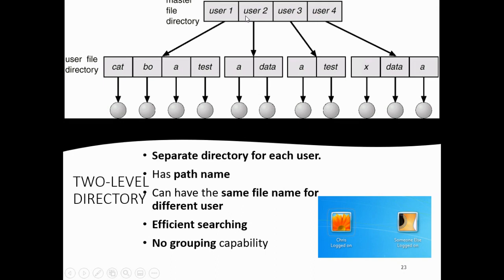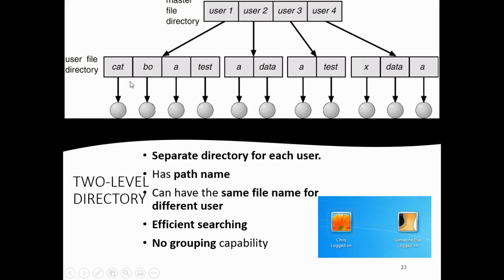Path name is basically the path of how or where the file is located. Say, for example, we are looking for this particular file, x1, the name of the file. It's located under a directory called cat, and it's located under a user called user1. So this is the path name. You can have the same file name but a different user. It's quite simple. It is efficient in searching, yes, because the files are all now in one location.